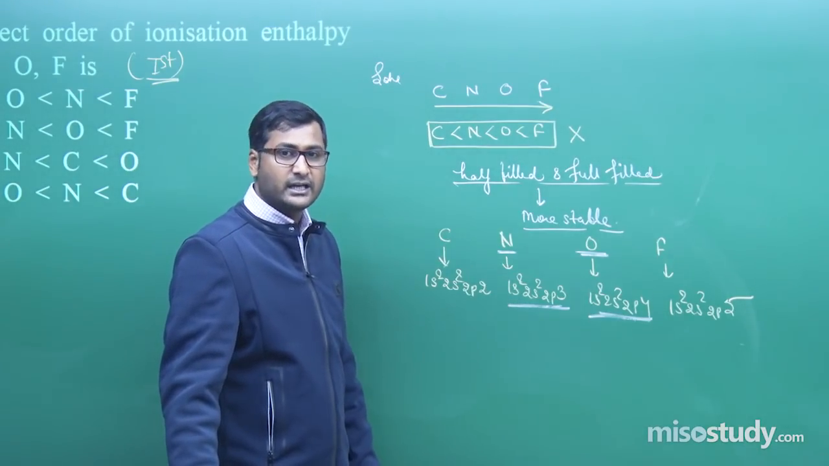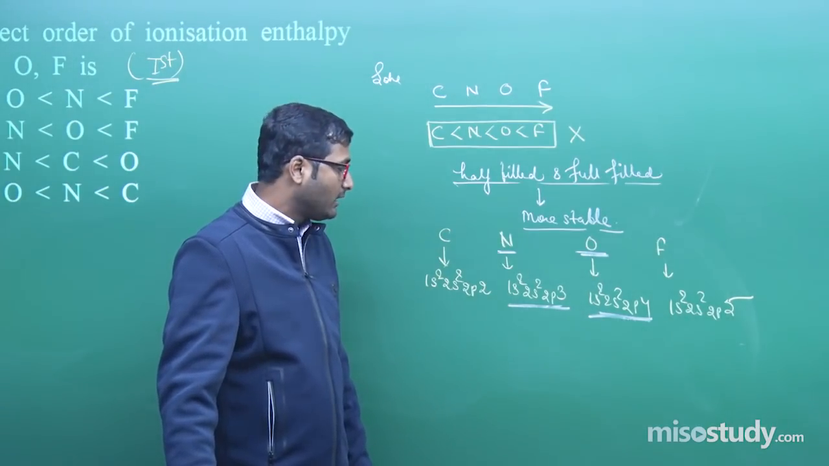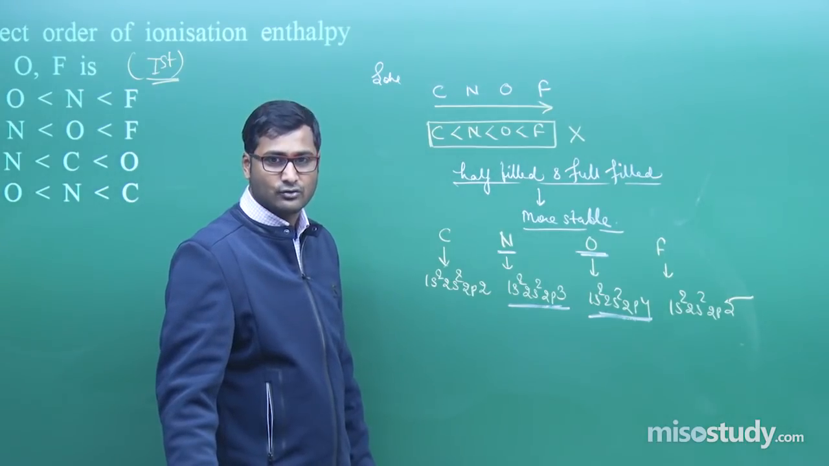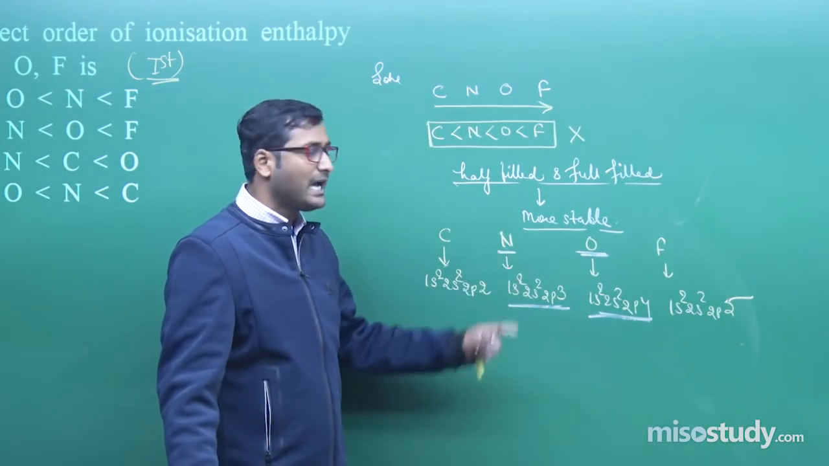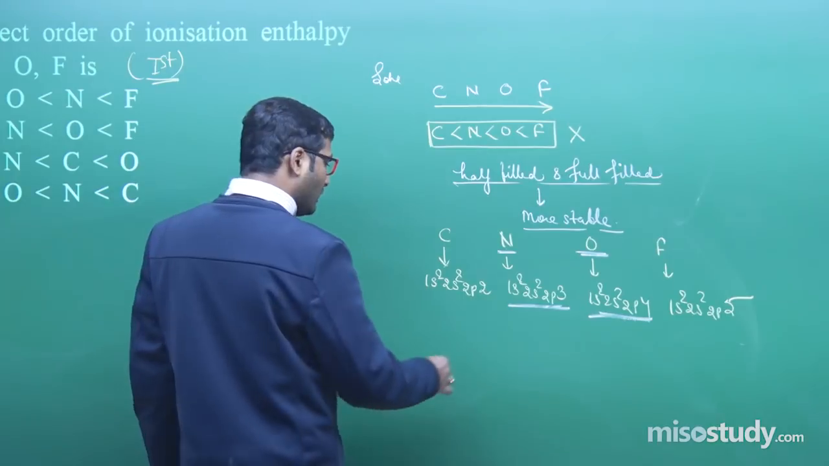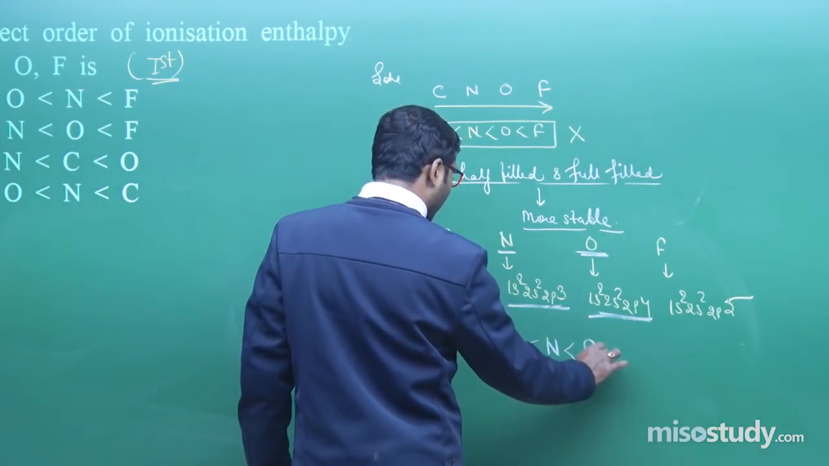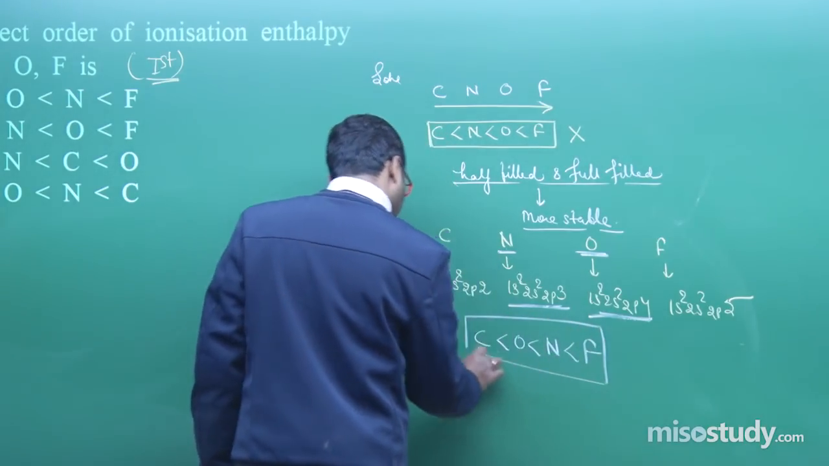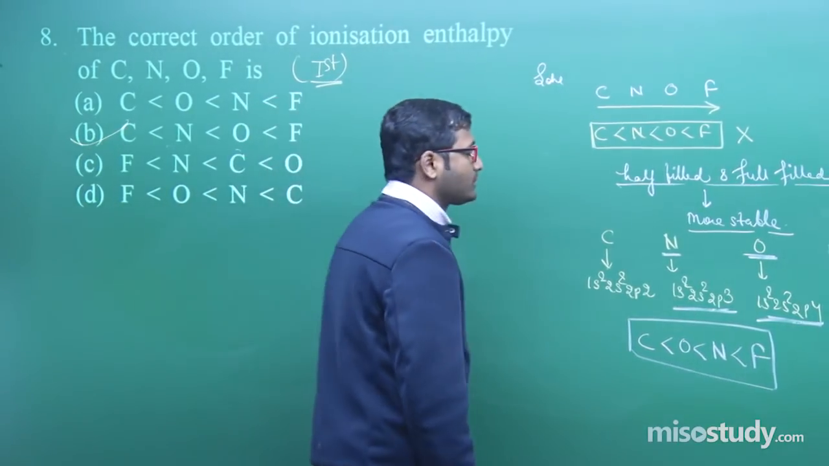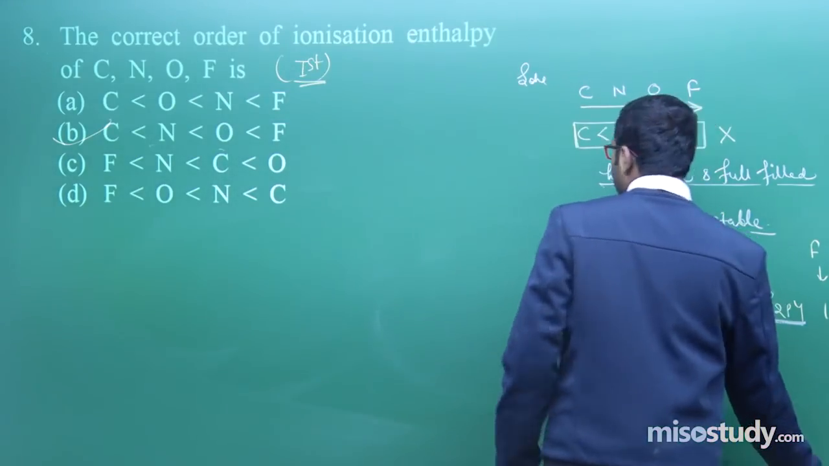So there is a requirement of a large amount of energy to release the electron from nitrogen. Due to this reason, it will have more ionization energy than oxygen. So the actual order is carbon, oxygen, nitrogen and fluorine. What is the answer here? Carbon, nitrogen, oxygen and fluorine. For question number 8, we can say that B is the correct option. Is it clear to you?